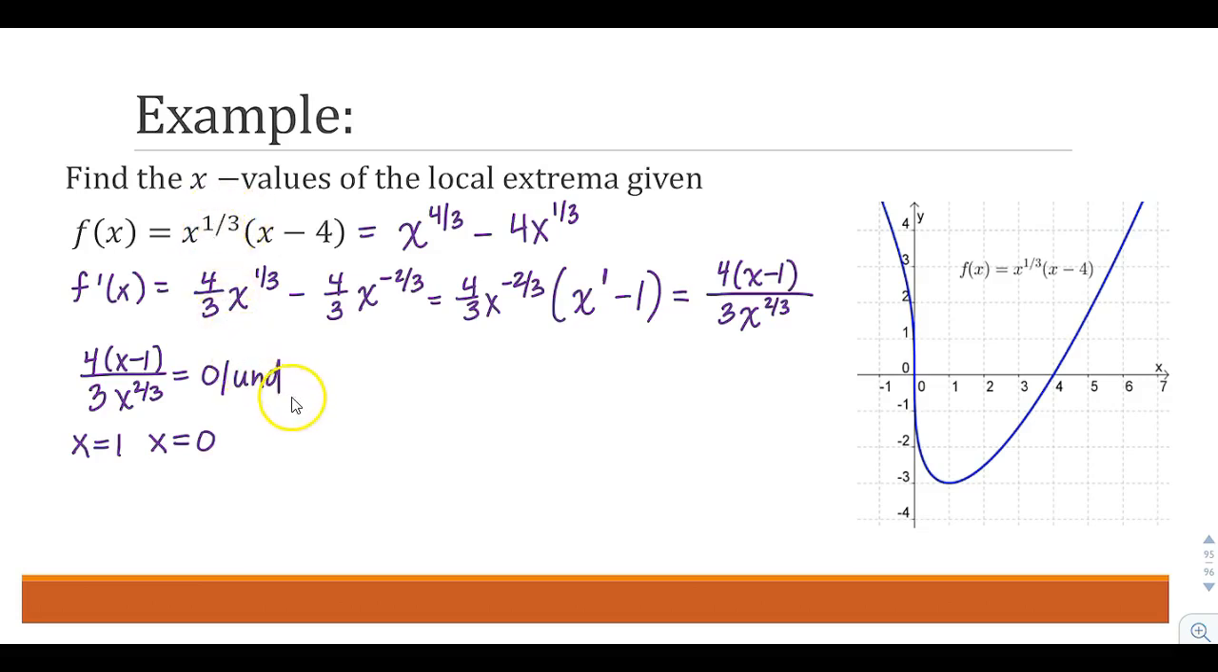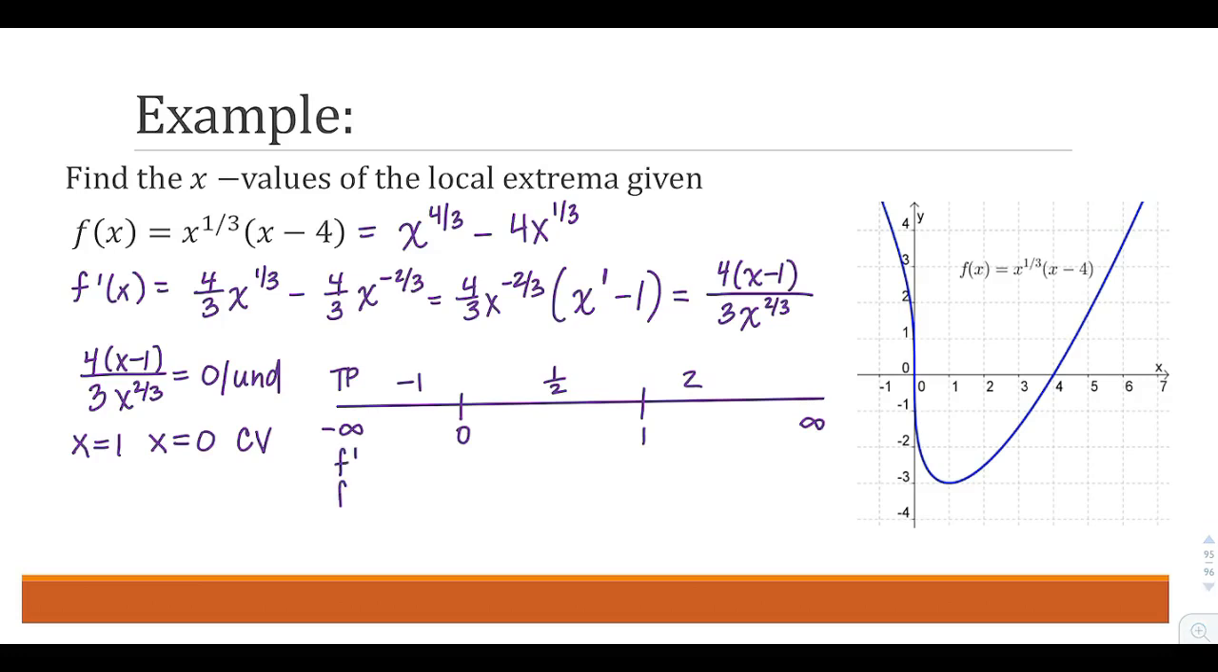So I'm going to create my number line, divided at 0 and 1, the critical values. And I'm going to go ahead and pick test points in each interval. So over here, I'm going to choose -1. Between 0 and 1, I'll choose 1/2, and greater than 1, I'll choose 2. And I'm plugging these test points into f prime, again, to tell me about f.